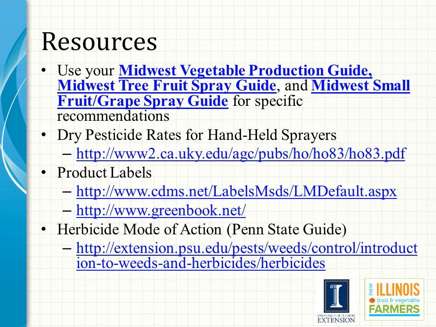Also, if you need to look up any product labels, there's two links here through cdms.net and greenbook.net that are great online resources that have very complete listings of herbicide labels that you can find, and also other pesticide labels that can be very useful when researching herbicides or finding out more information. And if you have more questions about herbicide mode of action, there's also a link to a guide from Penn State which explains and defines different herbicides and their modes of action.